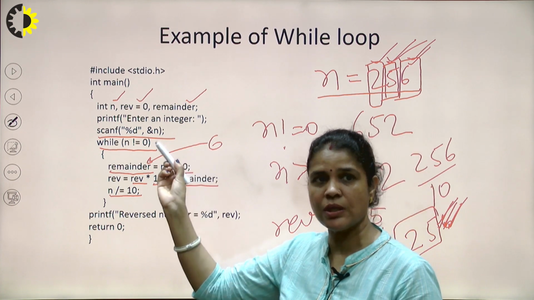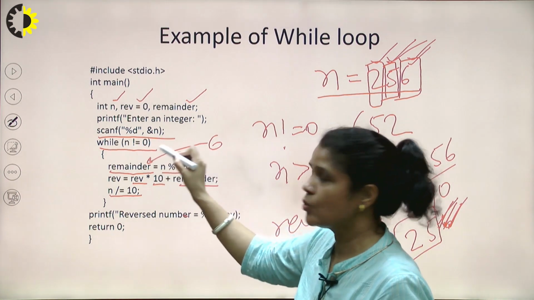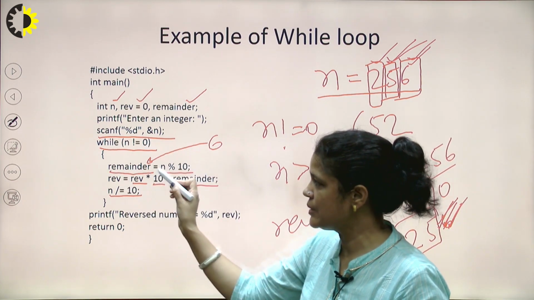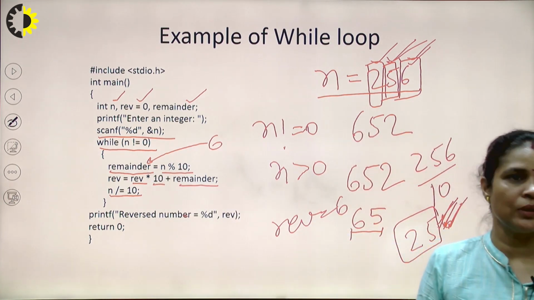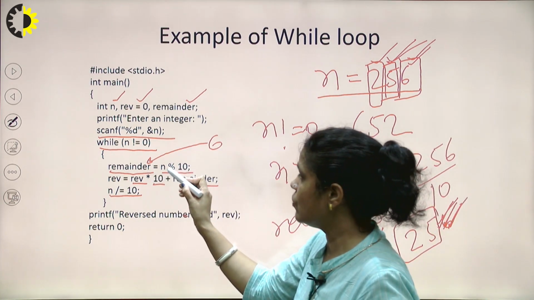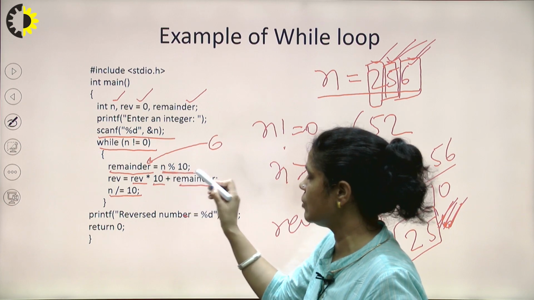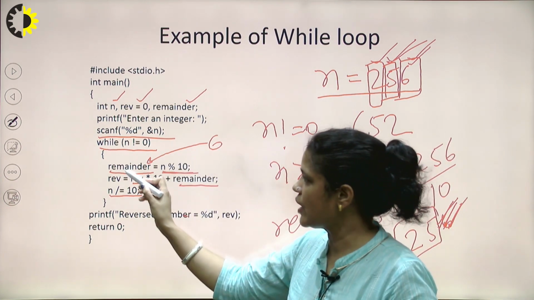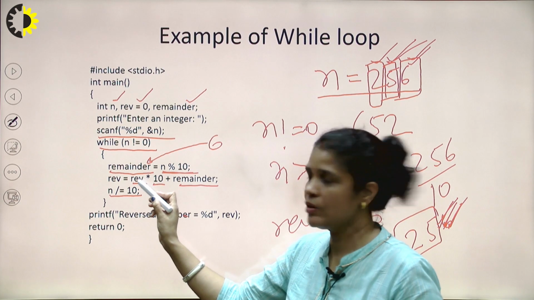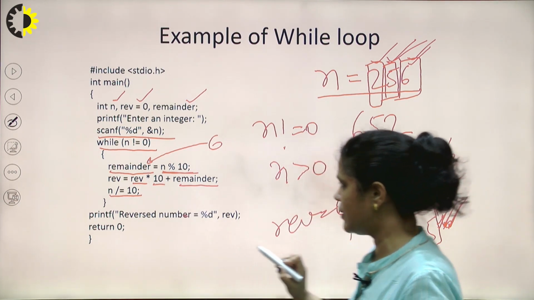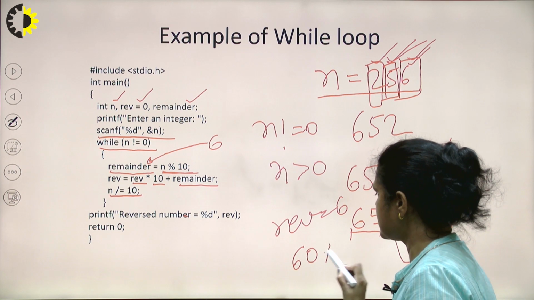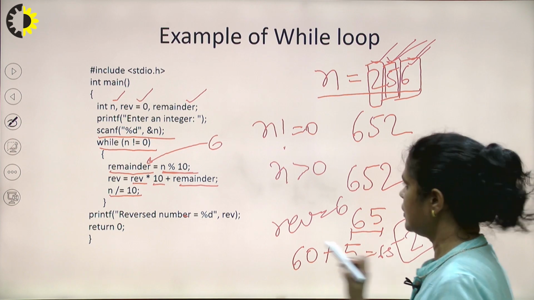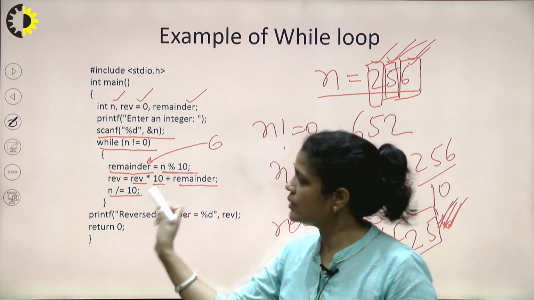For the next iteration, n is 25, which means n is not equal to 0. The condition is true again, so the compiler's control will come inside the loop, and again the remainder will be calculated. Now this time n is 25. If we take modulus with 10, what digit will we get here? 5. So this time we are getting 5 in remainder. In REV we have 6, so 6 is multiplied by 10. It means 60 plus remainder, this time 5. It means we get 65 in REV.